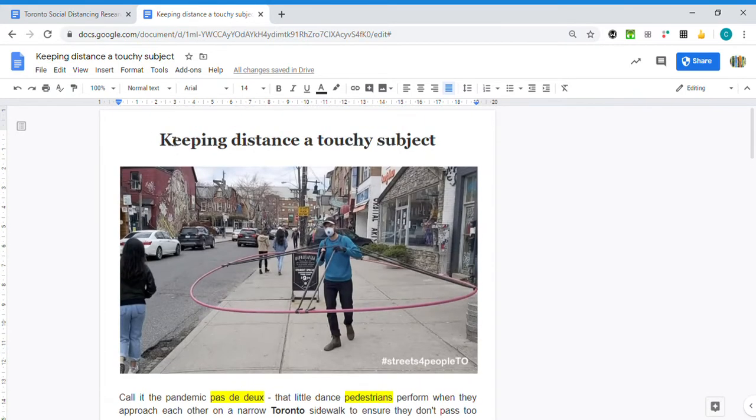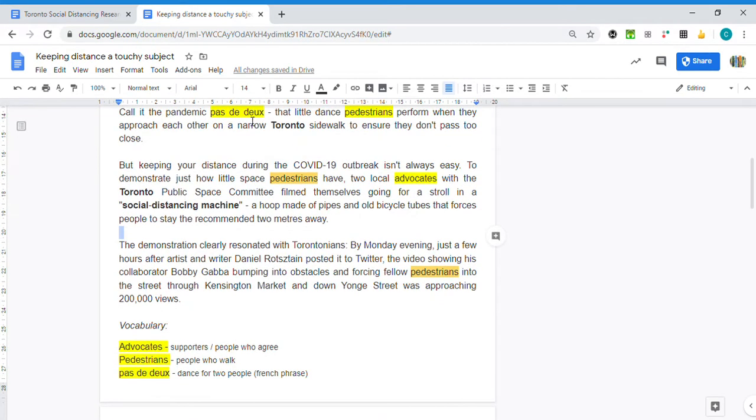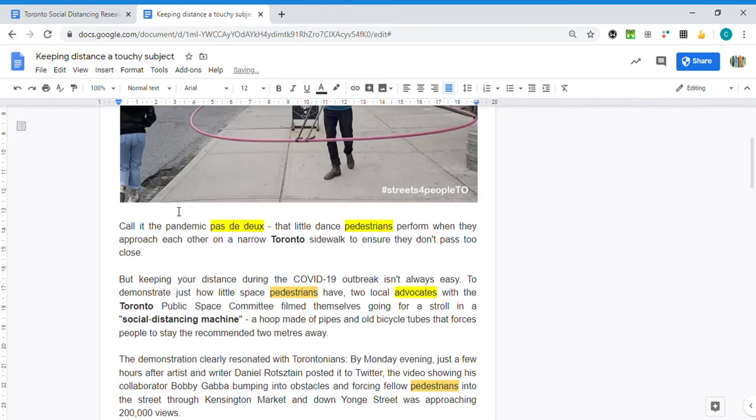So, "Keeping distance, a touchy subject. Call it the pandemic pas de deux." Okay, and this has a yellow highlight. So I'm going to look and see why does that have a yellow? Oh, it's because I knew it was a harder word. So I wrote the definition. It says dance for two people. It's a French word. So, oops, that should be a capital. Dance for two people. So call it the pandemic, a dance for two people.